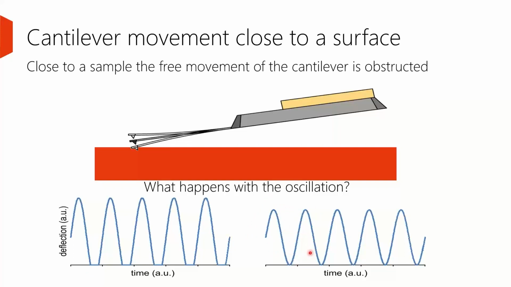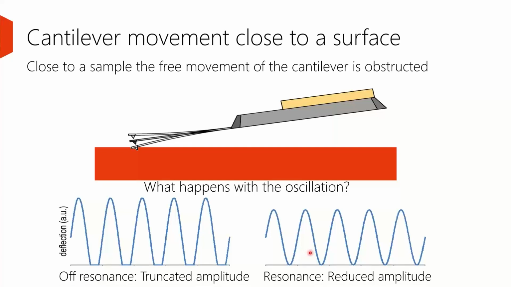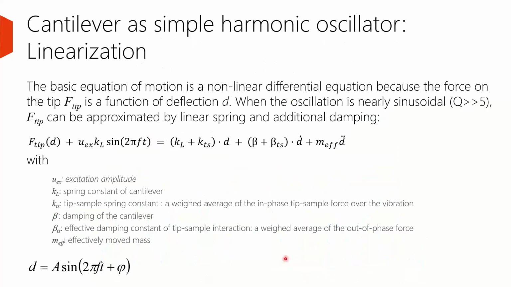What happens actually depends on the frequency with which you oscillate the cantilever. If you're working below the resonance frequency, you will get a truncated amplitude as shown here on the left. That's, for example, what we have with wave mode. Here on the right, you see the case for resonance. At resonance, you don't get a real truncation of the amplitude, you rather get a decrease in amplitude. And if we try to describe that, that will also give us then the physical background why we can get a phase contrast.